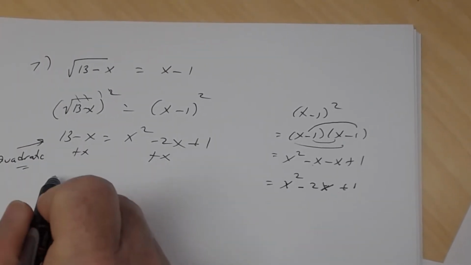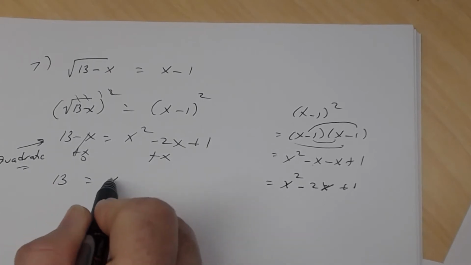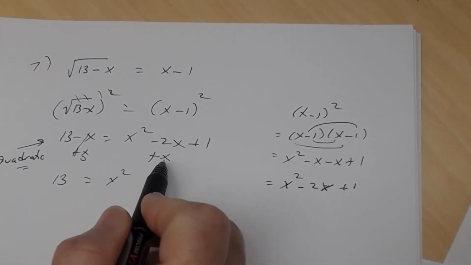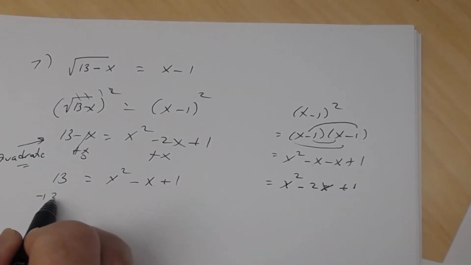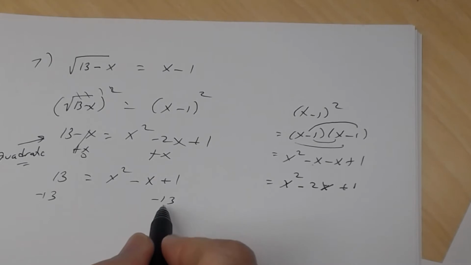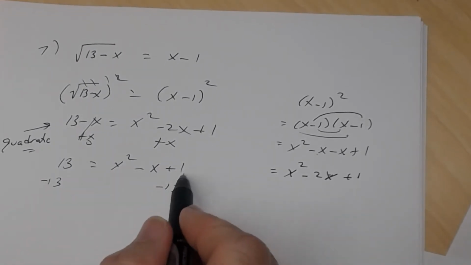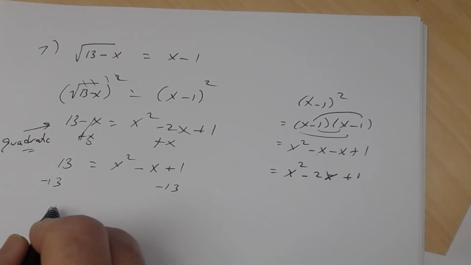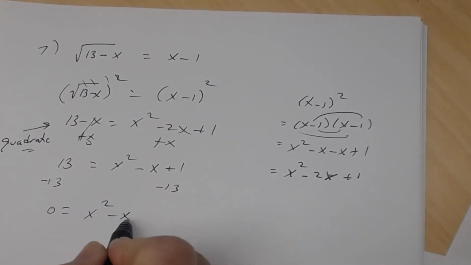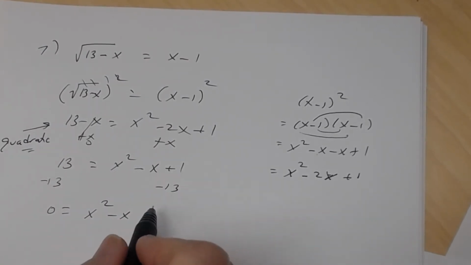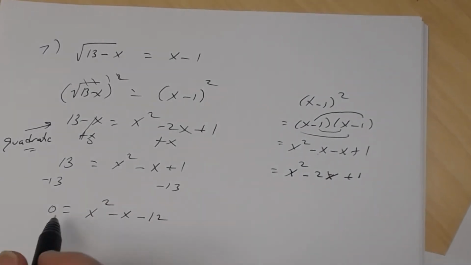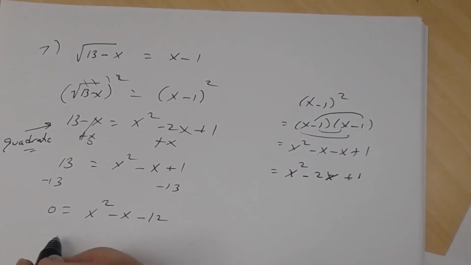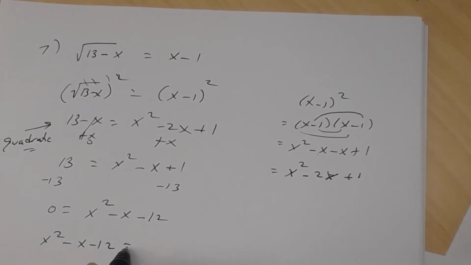Then combine like terms: I get 13, this is 0 right here, equal x squared. A negative 2x and a positive 1x is a negative 1x, and then plus 1. Subtract 13 from both sides, and notice I'm aligning my like terms, putting the constants under each other. 13 minus 13 is 0, equal x squared minus x, and then a positive 1 and a negative 13 is a negative 12. All right, so I have this quadratic equation. Now I'm just going to transpose each side and put 0 on the other side. So I get x squared minus x minus 12 equals 0.